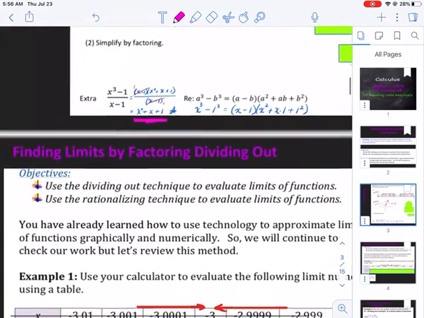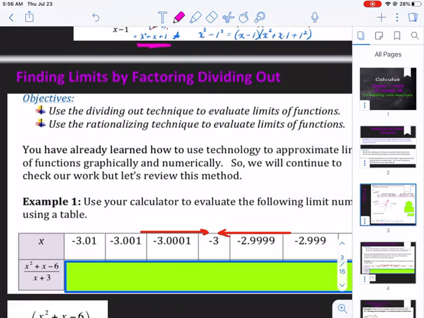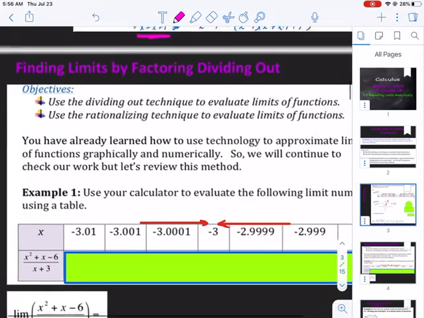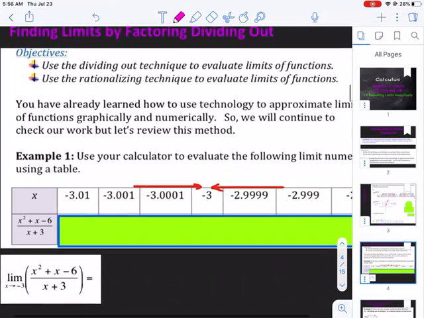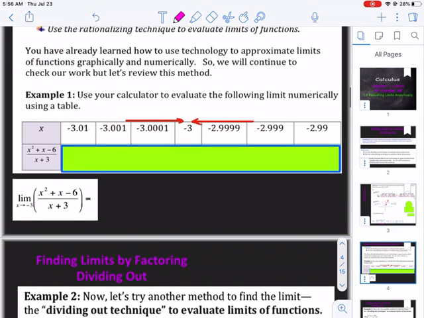So now your objectives here are to use the dividing out technique to evaluate limits of functions, and use the rationalizing technique to evaluate limits of functions, but we're only going to do the first of the two for this video for the purpose of the program that we're working on. You have already learned how to use technology to approximate limits of functions graphically and numerically. So we'll continue to check our work, but let's review this method one more time.